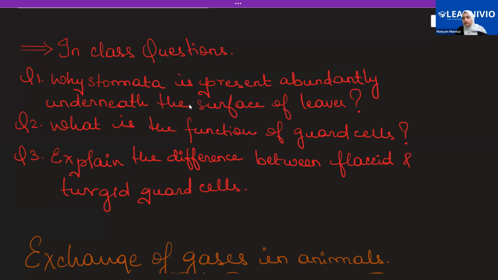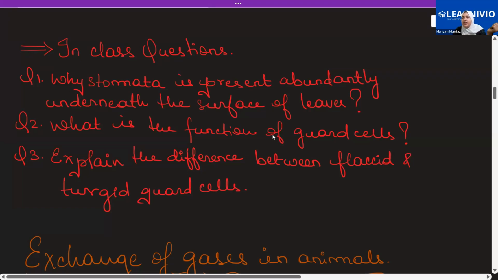Because it helps them do the process of transpiration. And yes, it will also help the plant by not losing excess water. See, if you say that it will help the plants to prevent transpiration, that itself means that it will not allow excessive loss of water. Okay, very good. Okay, what is the function of guard cells?